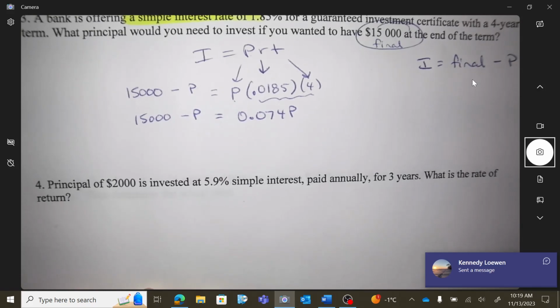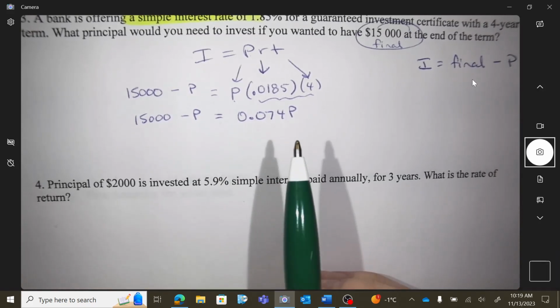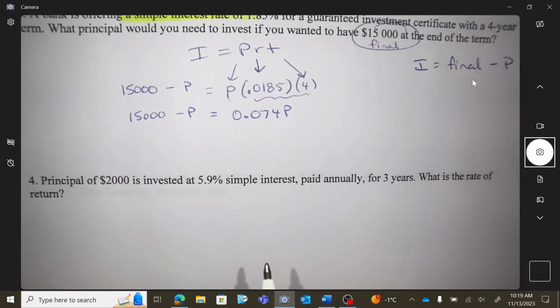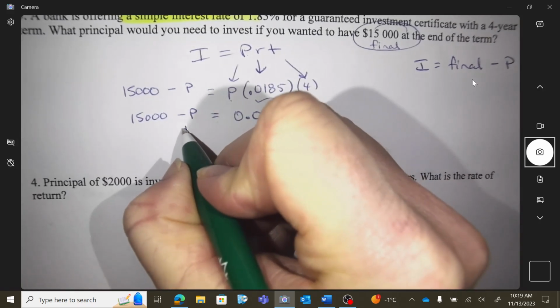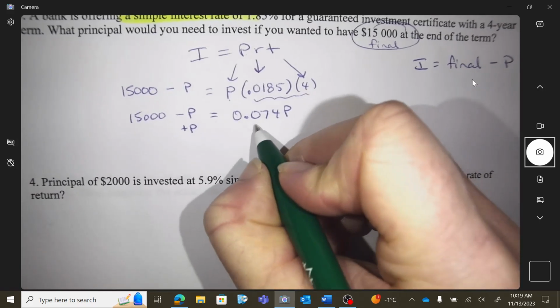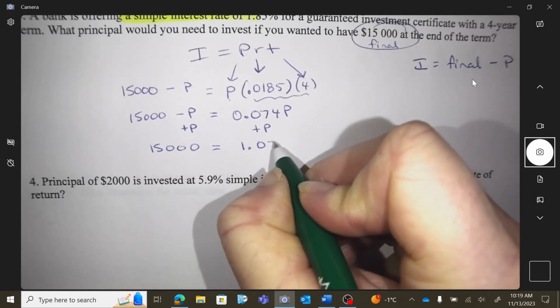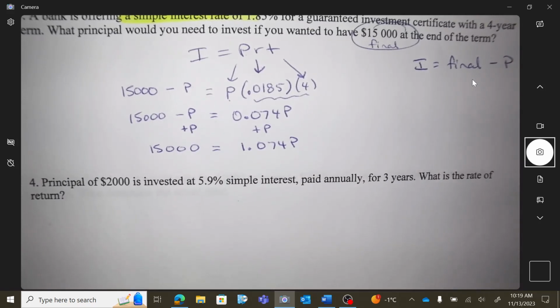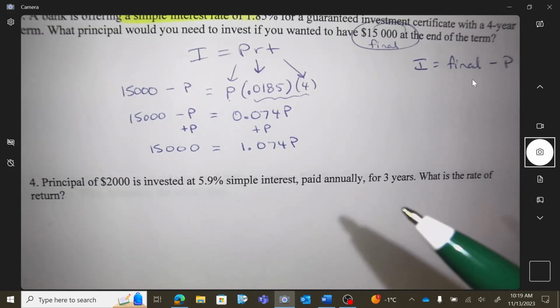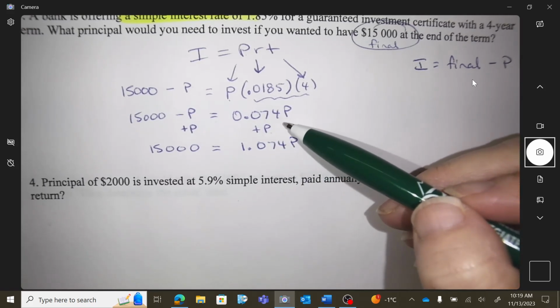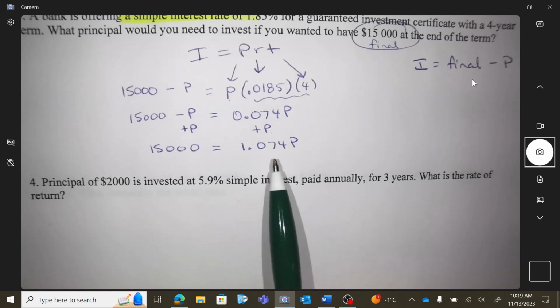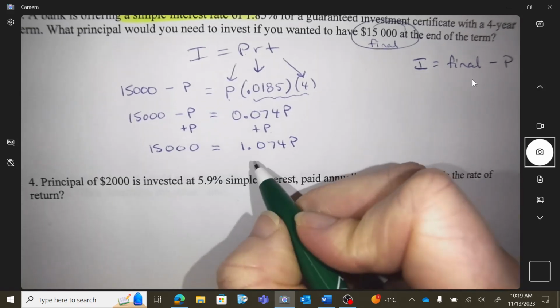What's your next algebraic step? There's p's on this side and p's on that side. What do you want to do? Add 1p. Because I didn't have 1p plus 1p, I had 0.074p plus a 1p, making that. Do you see it? And divide.